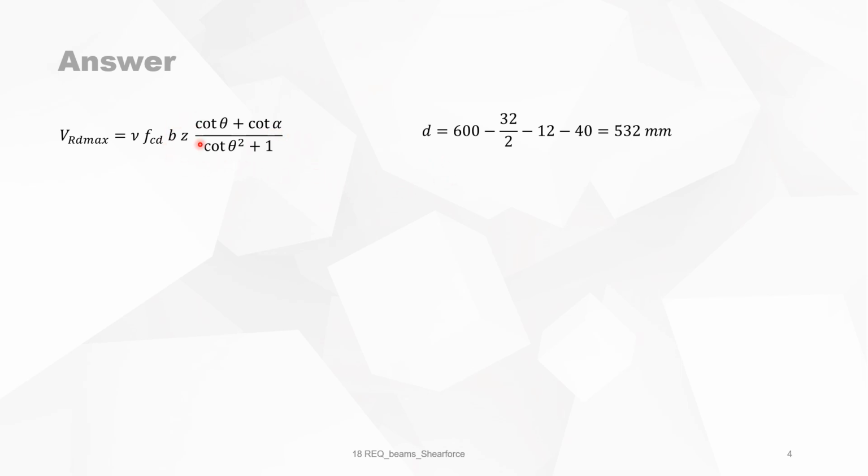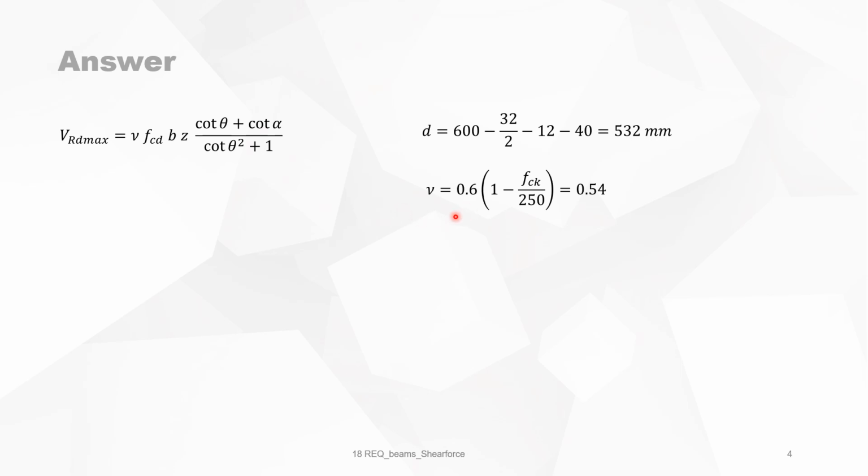In this equation, you see Z, and Z is taken as 0.9 times D, and D is the effective depth, and this is the total depth minus the point of gravity of the tensile reinforcement. So this is the diameter divided by 2 plus the stirrup plus the concrete cover. So in total this gives you D equals 532 millimeters.